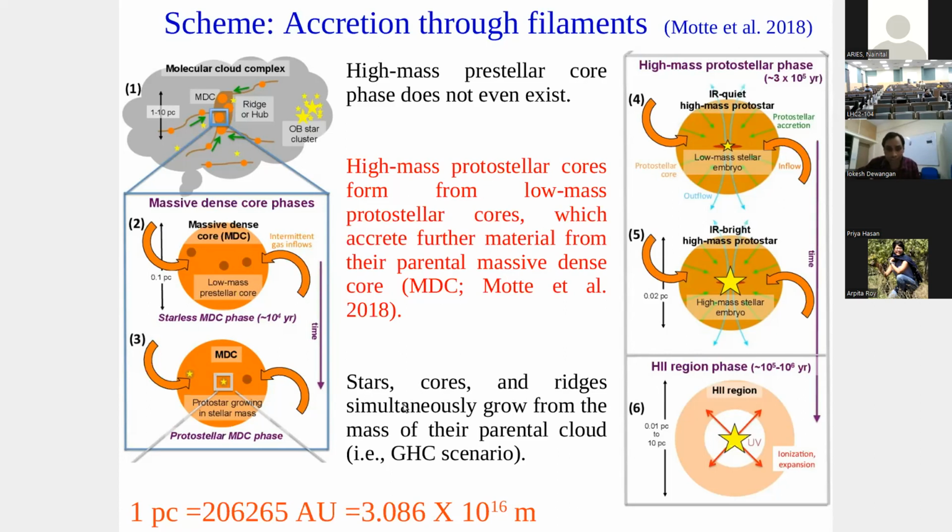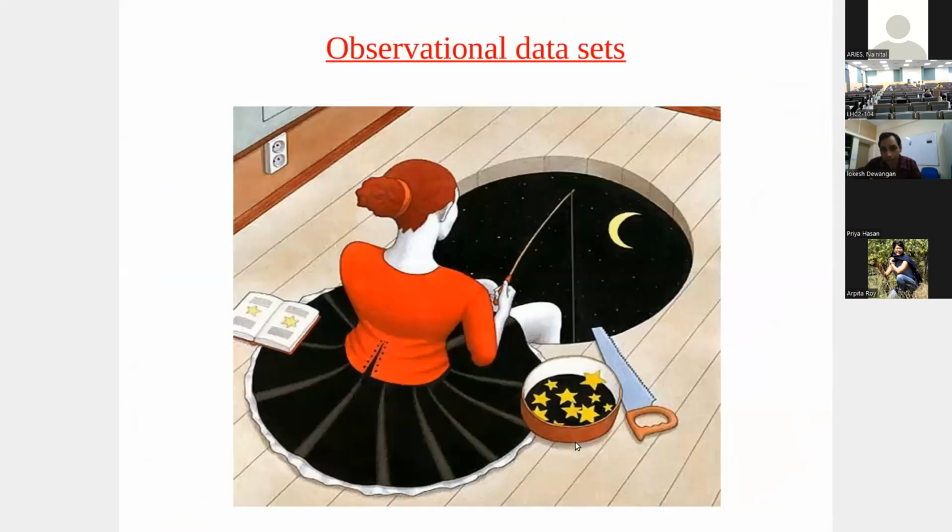This is the GSC scenario, that stars, cores and ridges, meaning those filament configurations, simultaneously grow their mass from their parental cloud. So this is the main assumption of this theory.